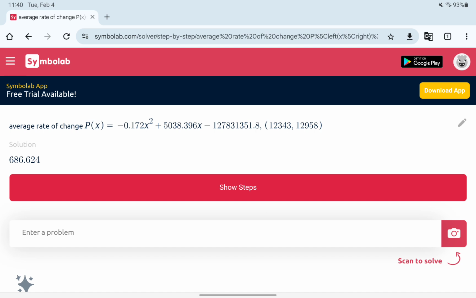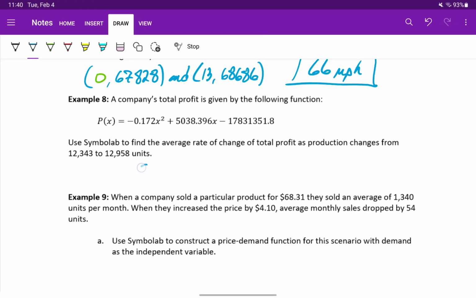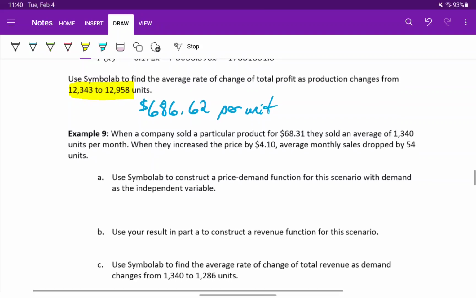And what it'll calculate for us is that average rate of change, which in this case is 686 point, we'll round that to 62 since this is dollars. So $686.62 per unit is the average rate of change of our profit function as production increases from that first value to the second value. And note that in this case, we did have an increase in our production levels. That'll be a little bit different than what we see in example 9.